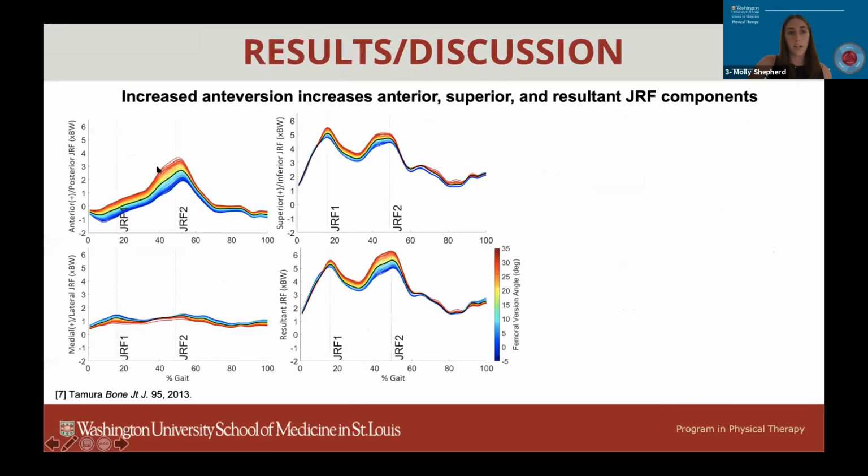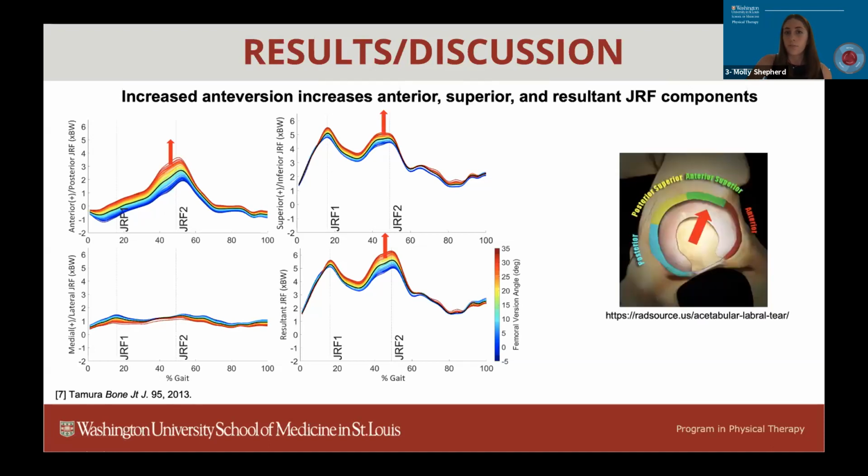So in these figures here, each line represents a different angle of femoral version, with the darker the red color being more anteversion and the darker the blue being more retroversion. So what we found was that increased anteversion increased the anterior, the superior, and the resultant joint reaction force components. There was a decrease in the medial component, however, it was fairly minor.